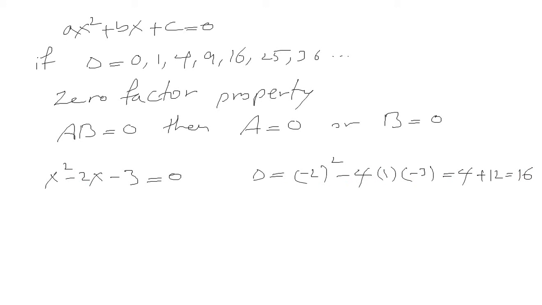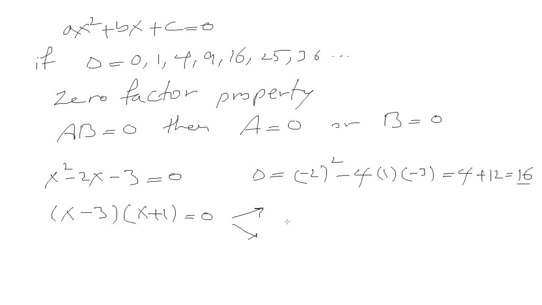Okay, 16 is a perfect square. So at this point I know that I can solve this by factoring. Now let's factor this. If I factor this, I get x minus 3 and x plus 1 as the two factors, because negative 3 and 1, if you add them up, you get negative 2. If you multiply them, you get negative 3. So this times this is 0. This is only possible if either this is 0 or this one is 0.